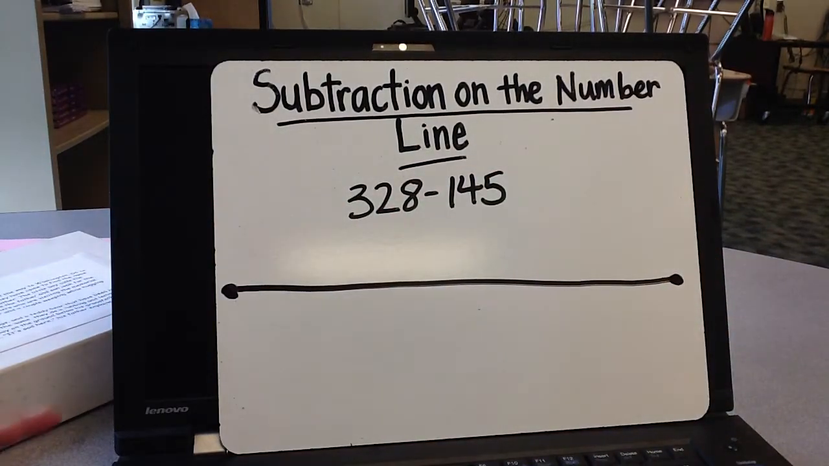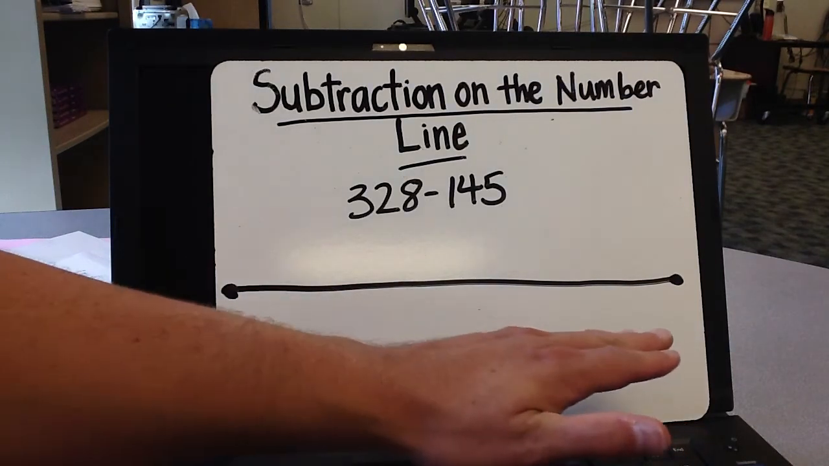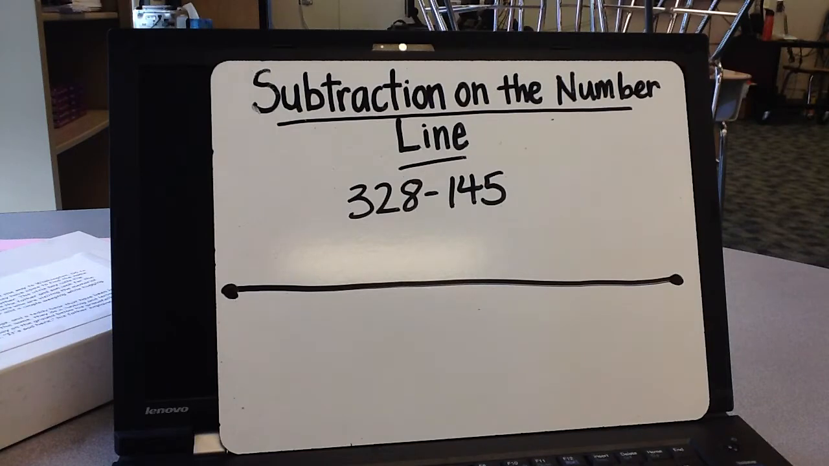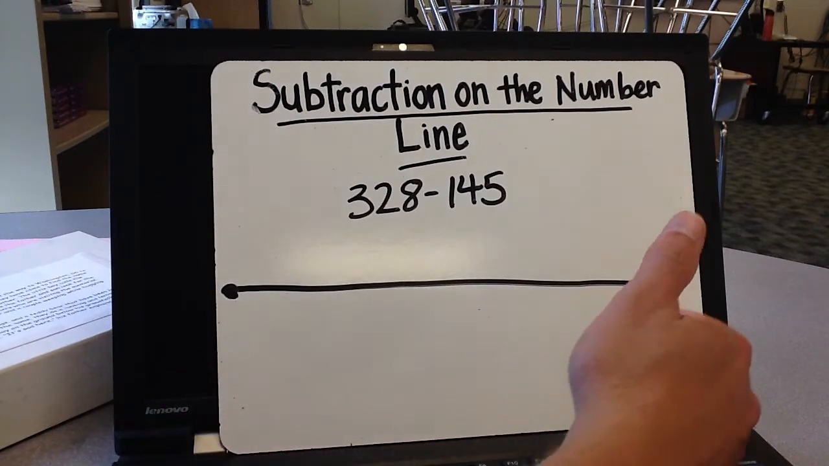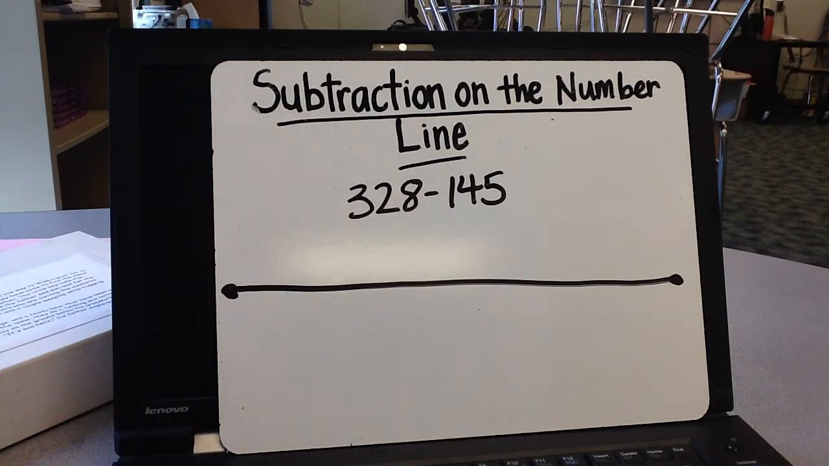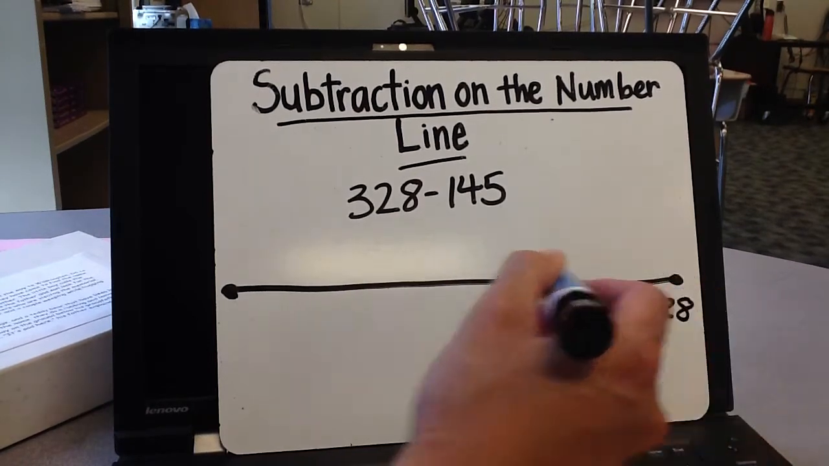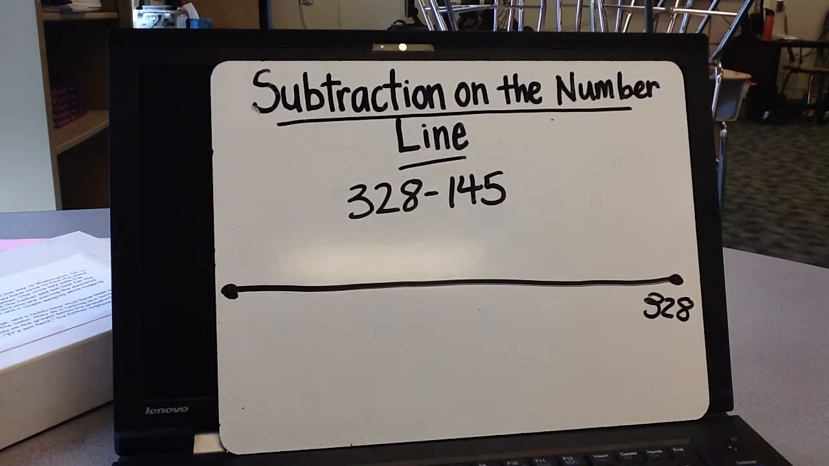Now in addition, we usually start on the left hand side and move to the right because our number is getting bigger each time we add new numbers to it. Here I'm going to start from the right and move to the left because my number is getting smaller when I'm taking numbers away from it. So I'm going to put 328 on the end of my number line.